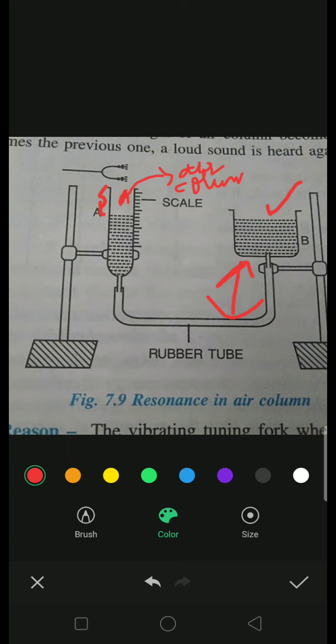So basically when you adjust the air column, resonance will occur and you will hear a loud sound. You can measure the length at that time when you hear the loud sound. Now when you make this length 3 times or 5 times of it, again you are going to hear a second and third resonance. This is resonance in an air column.